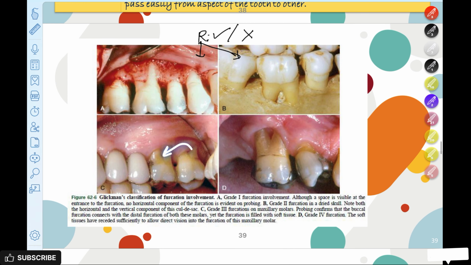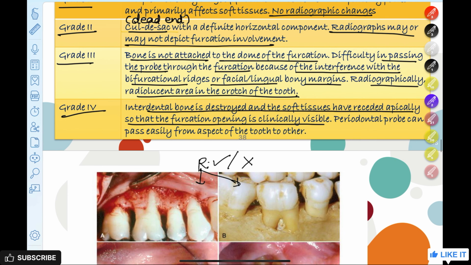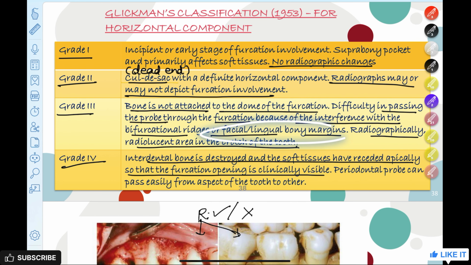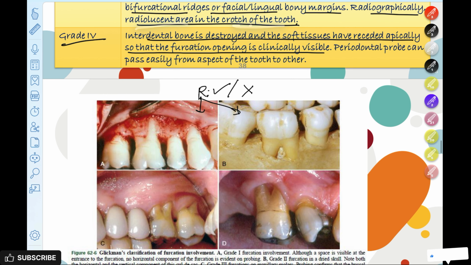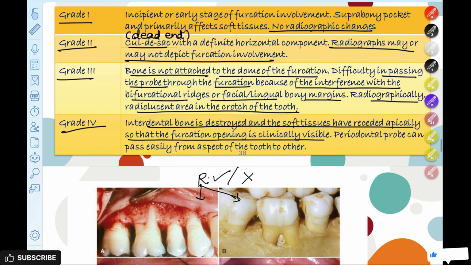Here we can see grade 3 furcation on maxillary molars. Probing confirms that the buccal furcation connects with the distal furcation of both these molars. The buccal furcation connects with the distal furcation, through the bony margins. A radiolucent area can be seen in the crotch of the tooth. So this is the crotch of the tooth. The radiolucent area, that is black, will appear in the radiograph.